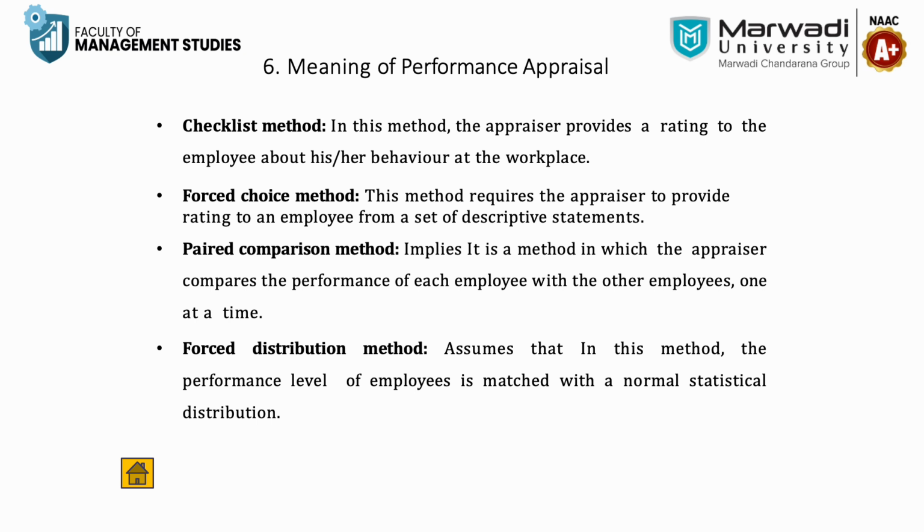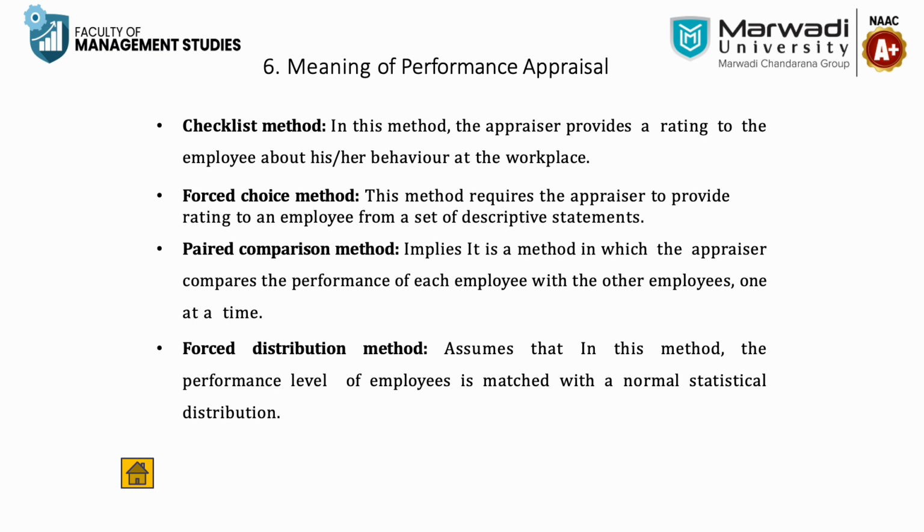Some other methods: checklist method. In this method, the appraiser provides a rating to the employee about his or her behavior at the workplace. So there's a checklist, a number of traits are there, and you just tick the checklist. The appraiser will just give the rating to the employees about the behavior.